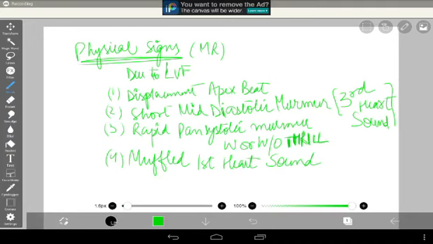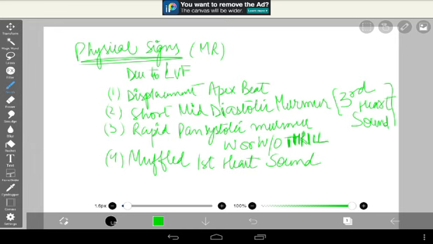So now let's talk about the physical signs. The physical signs occur due to left ventricular dilatation. I have told you that there are the signs of acute left ventricular failure in the acute part. Now the physical signs will only be related to the left ventricular dilatation. So due to left ventricular dilatation, there will be displacement of the apex beat.